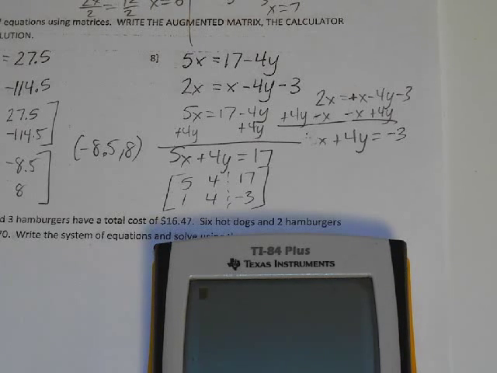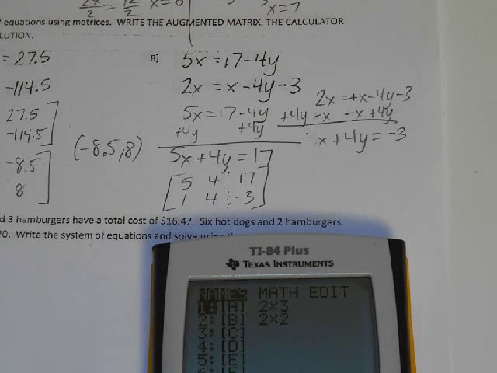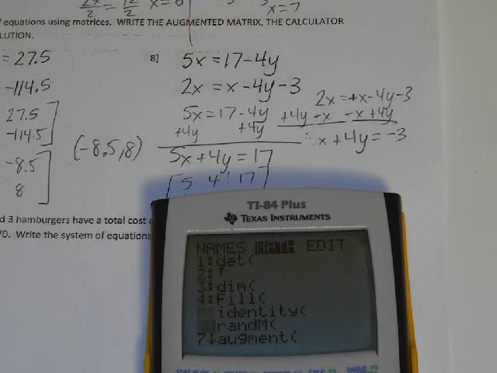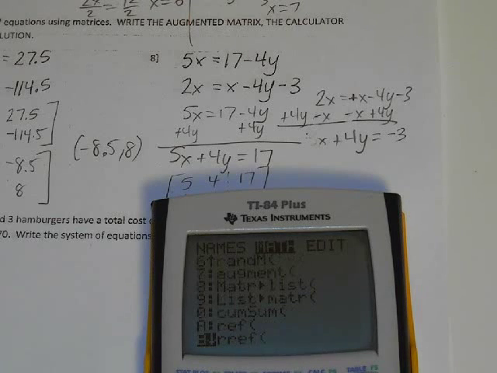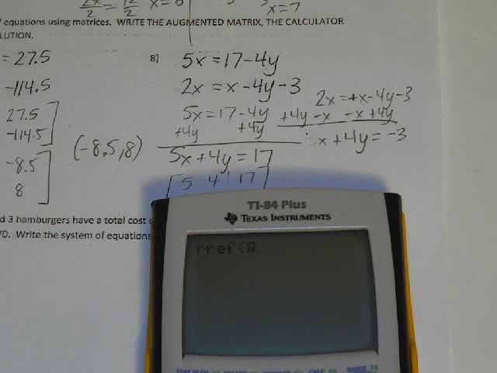So back to matrix, math. Remember, I want to choose RREF of matrix A. And we see our solution is 5, negative 2.